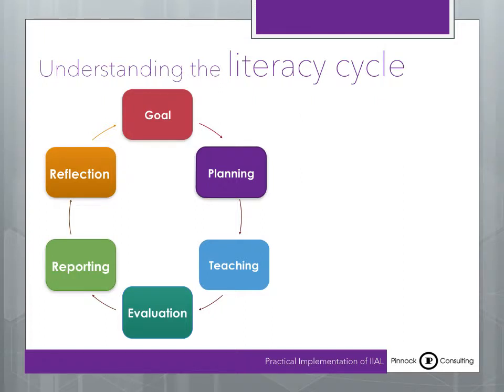I'm just going to quickly look at all the stages of the cycle, but the modules that follow on from this will go into each stage in more detail. The first stage is goal setting, and this is where you set out your literacy goals for your learners. What exactly do you want them to achieve?